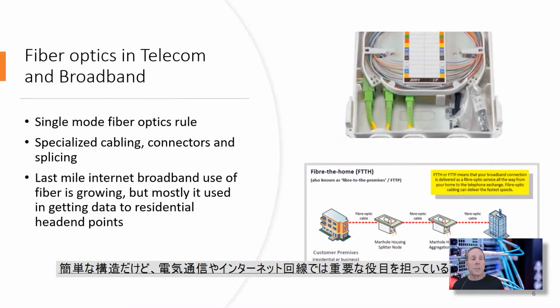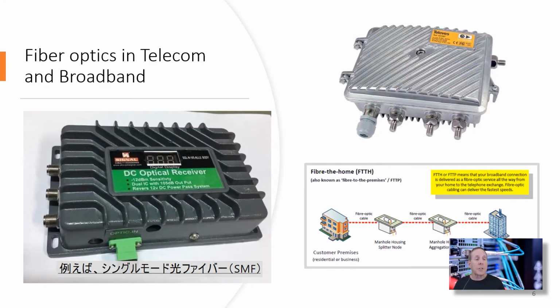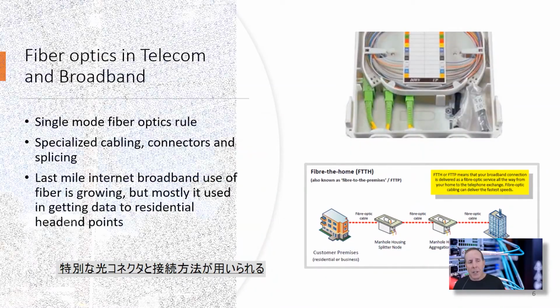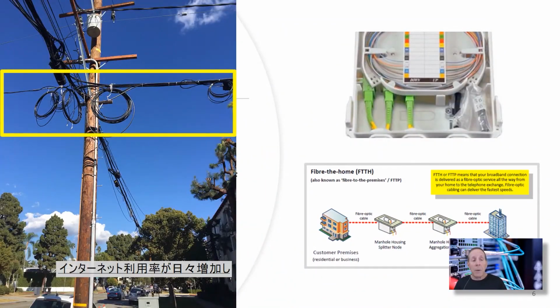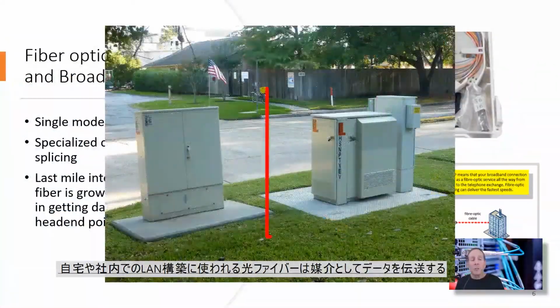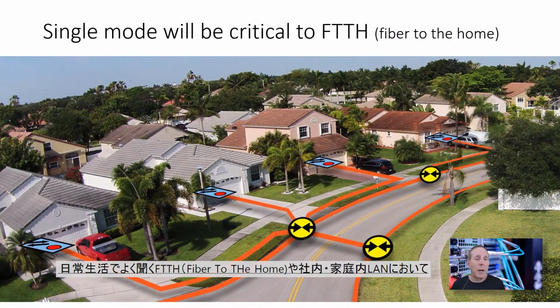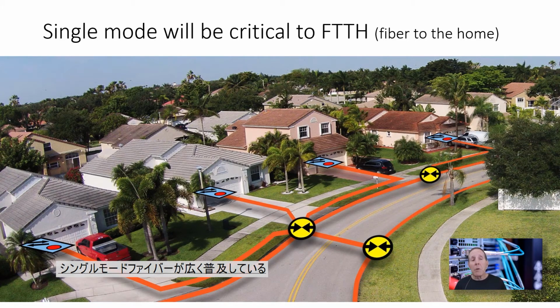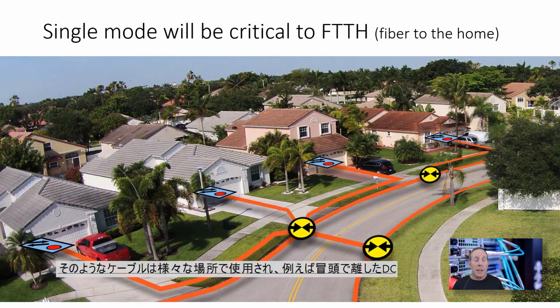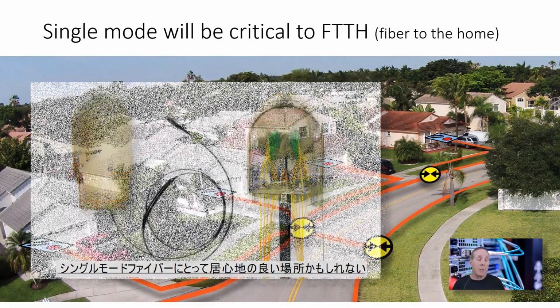Fiber optics are very important in telecom and in broadband. Single mode fiber optics rule in both of these industries. They use very specialized cabling, connectors, and splicing. Last mile internet broadband use of fiber is growing, but it's mostly used for getting data to residential head-end points. As you hear more and more talk about fiber to the home, or FTTH, most of that will be single mode fiber. Some of that will be, as we mentioned already, to the head ends. Some will be lucky enough to get actual fiber to the house. That will be the best of the scenarios.